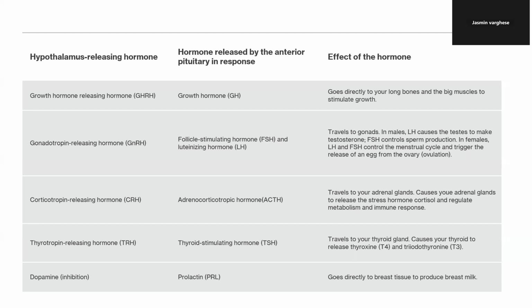Then CRH, or corticotropin releasing hormone, and ACTH, or adrenocorticotropic hormone, travel to the adrenal gland and cause your adrenal glands to release the stress hormone cortisol and regulate metabolism and immune response. Next, TRH, or thyrotropin releasing hormone, and thyroid stimulating hormone travel to the thyroid to release T4 and T3, or thyroxine and triiodothyronine. Then dopamine and prolactin go directly to the breast tissue to produce breast milk.